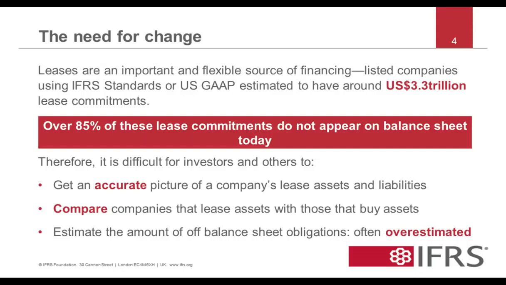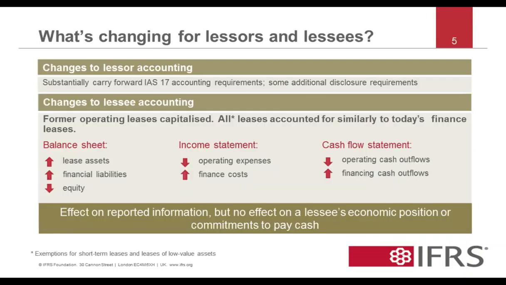Finally, investors and analysts don't have enough information today to reasonably estimate the amount of off-balance sheet lease obligations. We understand that some investors currently make rough estimates, and in many of these cases, they're actually overestimating the amount of lease obligations that exist today. Because of these problems with information reported about leases under IAS 17, the IASB decided to make a number of changes to lessee accounting, and these are summarised on slide 5.